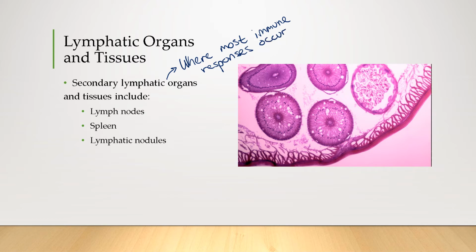So we know that primary lymphatic organs are where the stem cells divide and become immunocompetent, and then the secondary lymphatic organs are where most immune responses occur. So they're going to include lymph nodes, the spleen, and lymphatic nodules, also called lymphatic follicles.